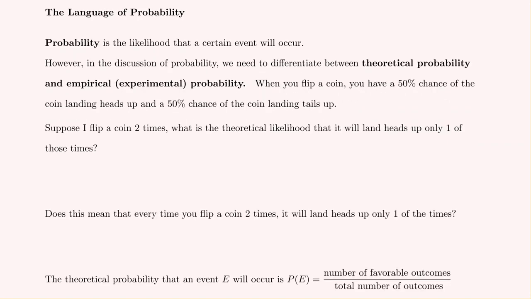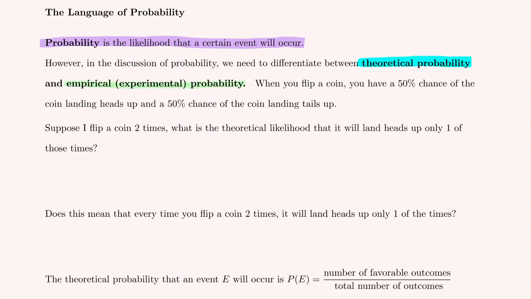In this section, we will cover the basics of probability. Whenever we speak about probability, we're interested in the likelihood that a certain event will occur. Whenever we discuss the ideas of probability, we do need to differentiate between two types of probability. First is the theoretical probability, and next is the empirical or experimental probability.